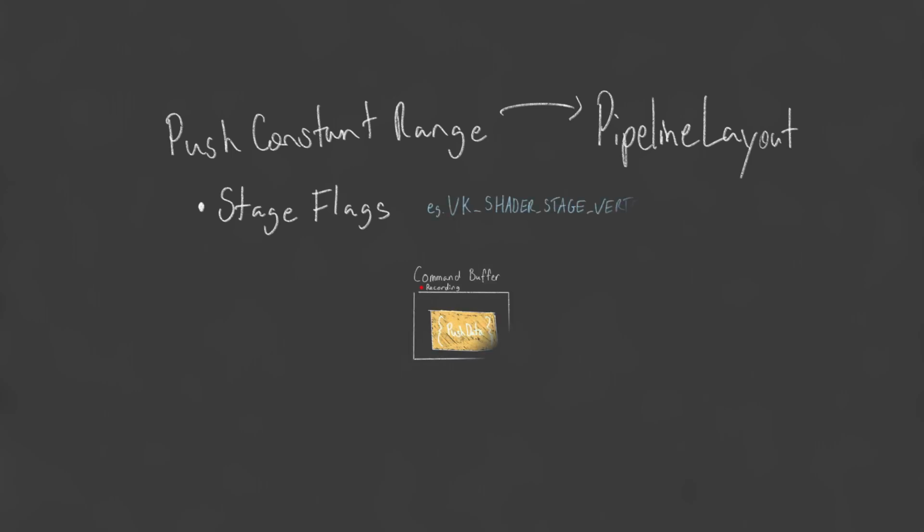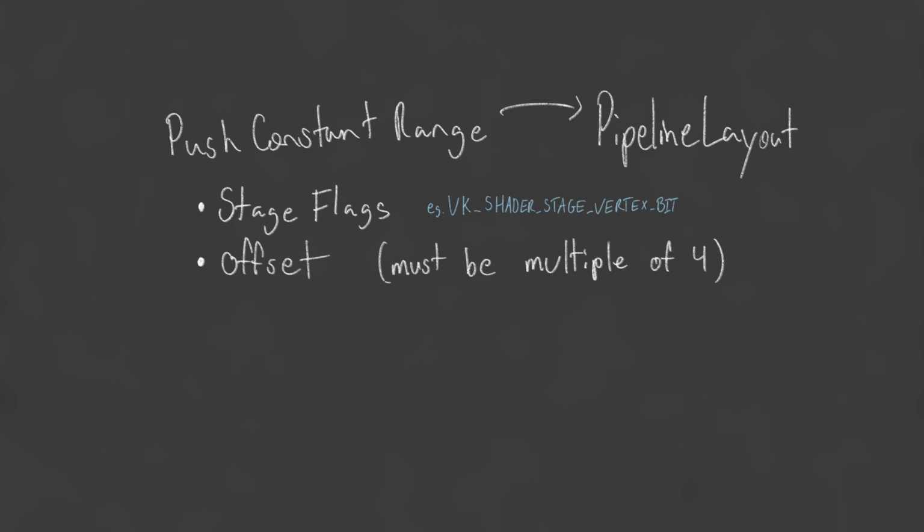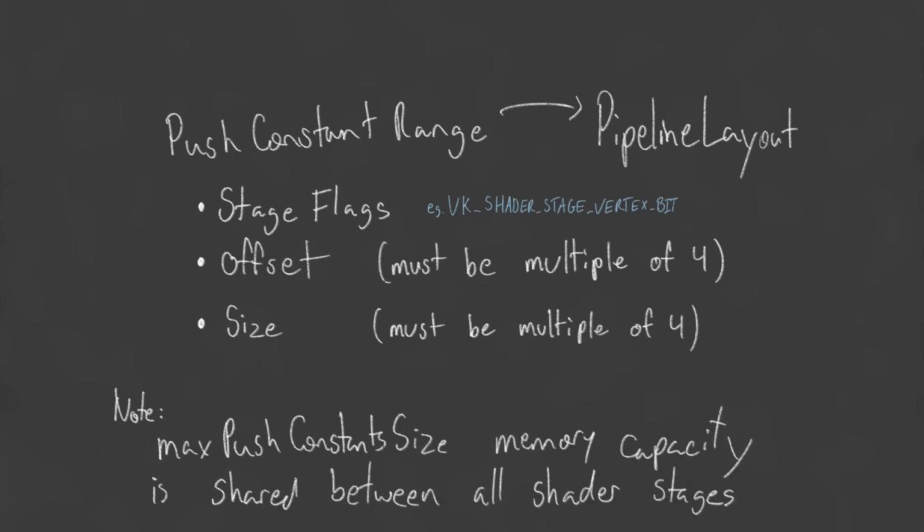For example, if I wanted this push constant range to be accessible only by the vertex shader, then I'd just use the VK_SHADER_STAGE_VERTEX_BIT. The offset and size fields are the start offset and size in bytes consumed by the range. Note that the small capacity for push constants isn't per shader, so you can't get additional capacity by creating a different push constant range for each shader stage.